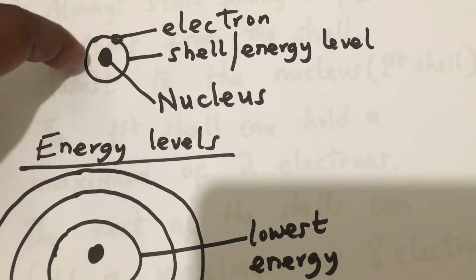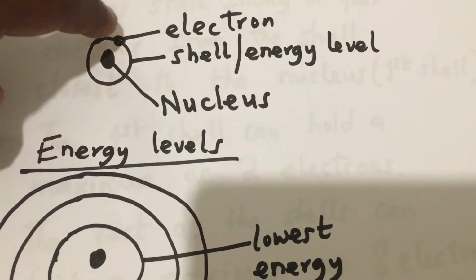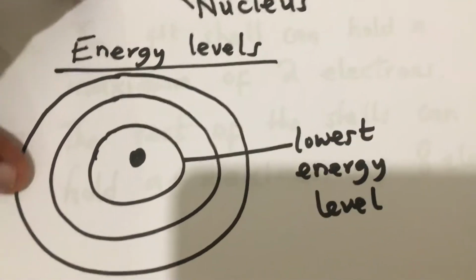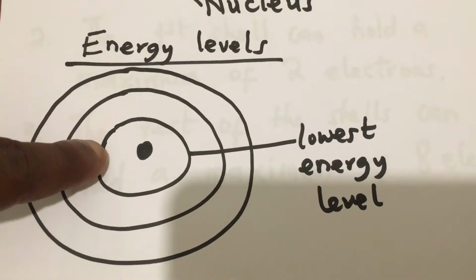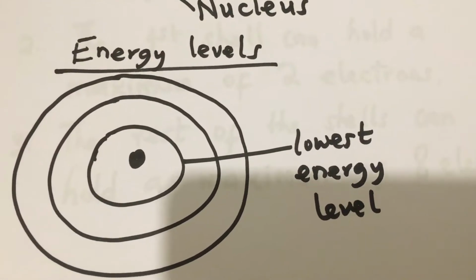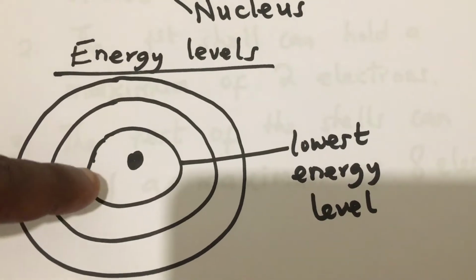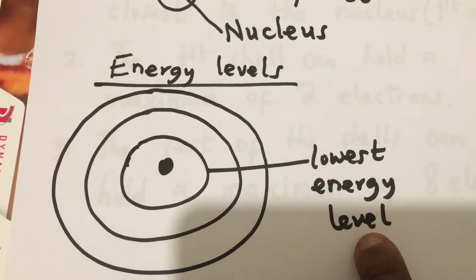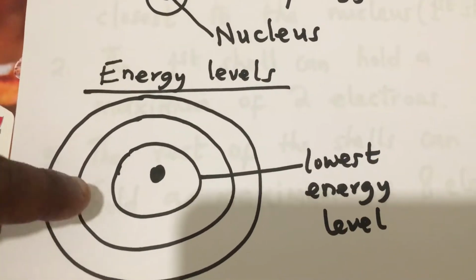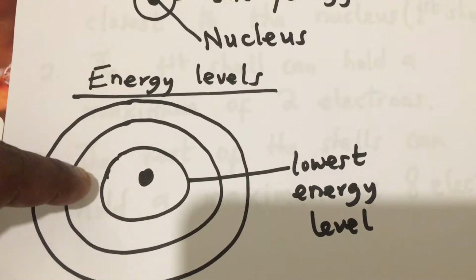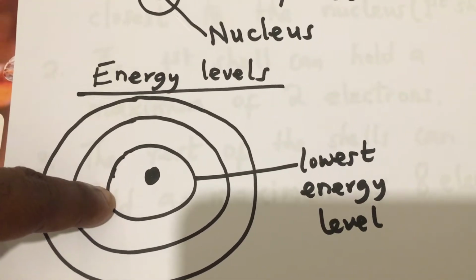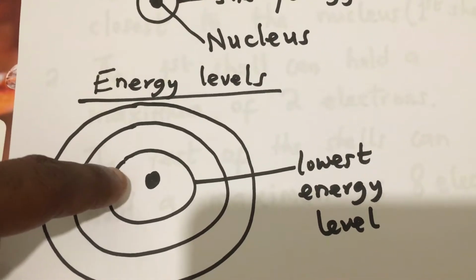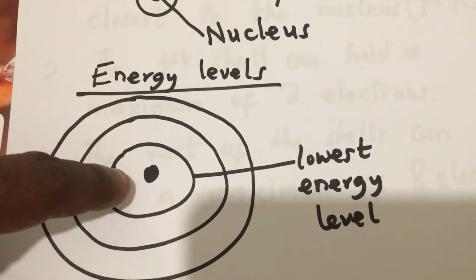The shell is also called the energy level, and electrons reside in the shells or the energy level. Now there can be a number of energy levels, so we can have 1, 2, 3 or more. The energy level that is closest to the nucleus is called the lowest energy level. And whenever you are filling in electrons, you must always start from the lowest energy level. You can never start from any other level apart from the lowest energy level. And this is the one closest to the nucleus.